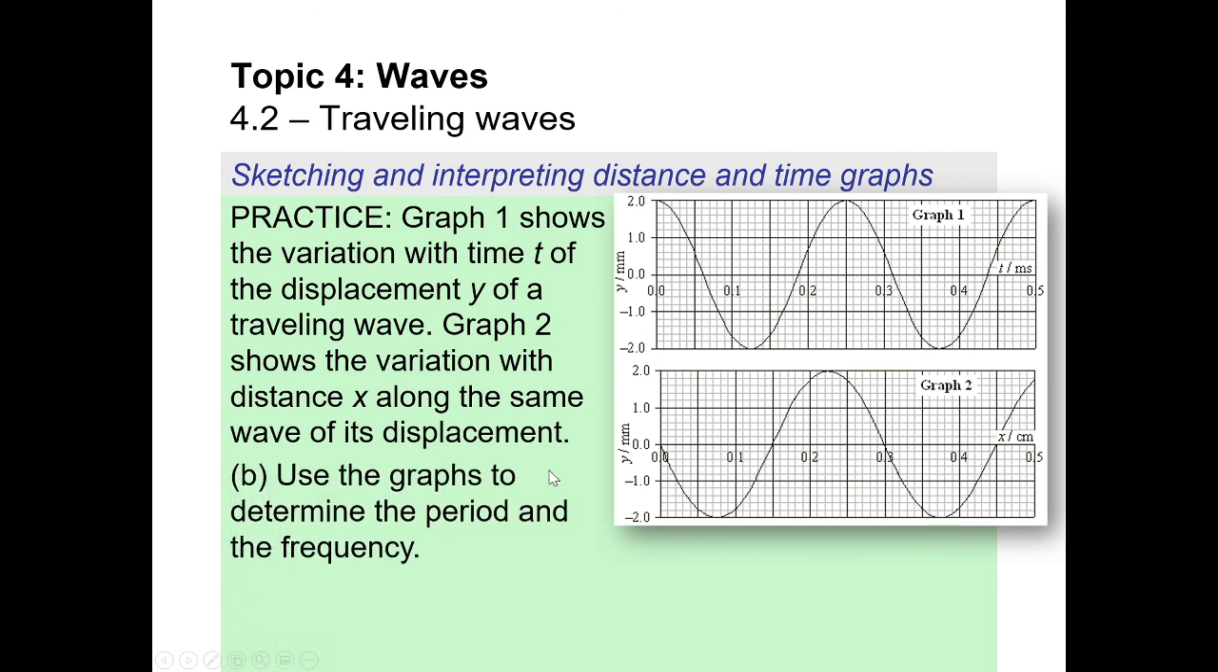B, use the graphs to determine the period and the frequency. Once again, period we get from graph number 1. If we start from the beginning, we start at the right half of a crest. So right half of a crest, left half of the trough, right half of the trough, and left half of the crest. So we stop here at the top of the next crest. So how much time does that take?